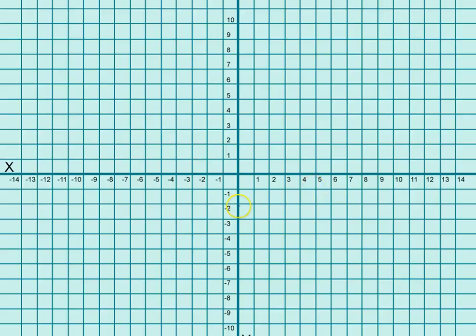So we're going to start at negative 2, our b value. And as our slope told us, it's negative 3 over 2. So we go down 3 to the right 2. There's our second point. And we connect our dots and label our line. Y equals negative 3/2 x minus 2. And there's our graph.